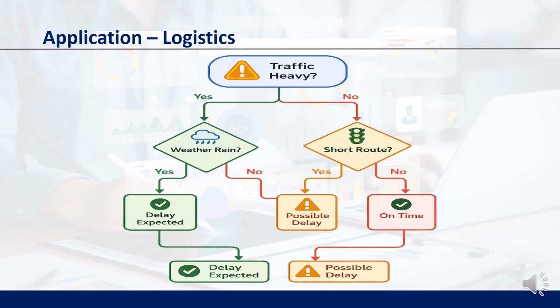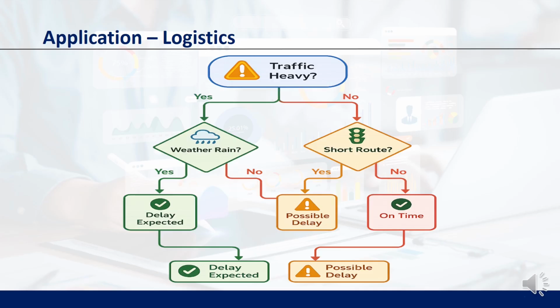Another application area shown in this presentation is logistics. Logistics organizations generate a large amount of operational data. Decision trees can be used to identify patterns and support predictive decisions. For example, based on the historical information, a model can classify or predict the outcome associated with a logistics operation.